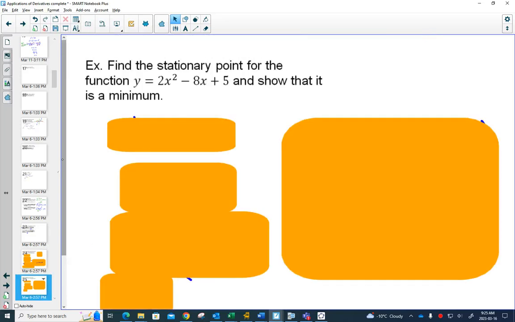So we'll do another one. We'll see if I remembered both things in my explanation on this one. Show that this one's a minimum. Okay? So we find our derivative.